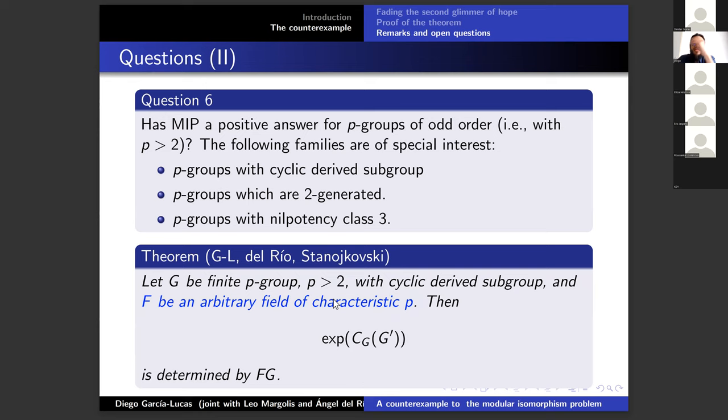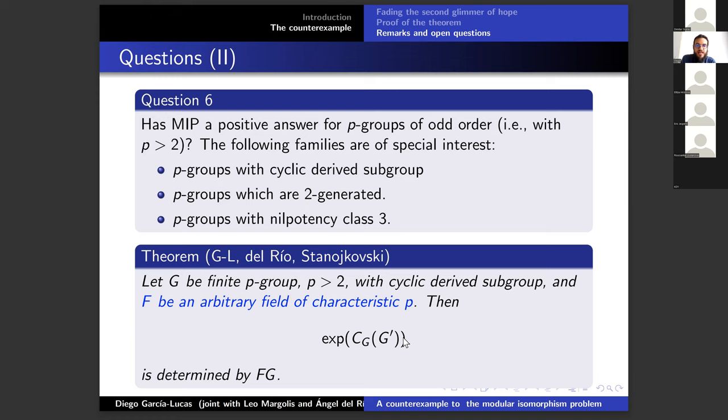Then the exponent of the centralizer of the derived subgroup of G is determined by the group algebra, no matter what the field is. This is in striking contrast with the even case, since we have shown that this is not determined by the group algebra. So this suggests that the cases p odd and p even will be very different, and that there is no easy or naive way to find an analog of the counterexample in the case p odd.